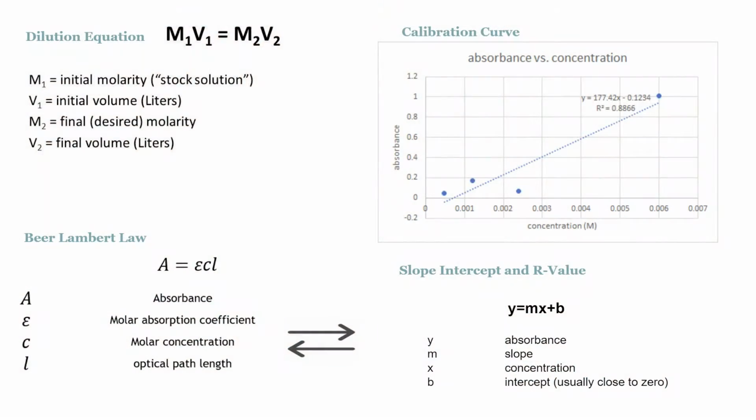The Beer-Ambert law is used to show a relationship between absorbance and concentration. This slide shows the variables that are used in the equation. The Beer-Ambert law can be used to make a calibration curve, which can also be graphed with the equation y equals mx plus b. A is absorbance, epsilon represents the molar absorption coefficient, c is concentration. B, or L, is the length of the path of light.